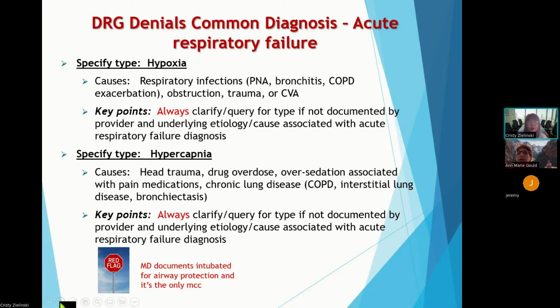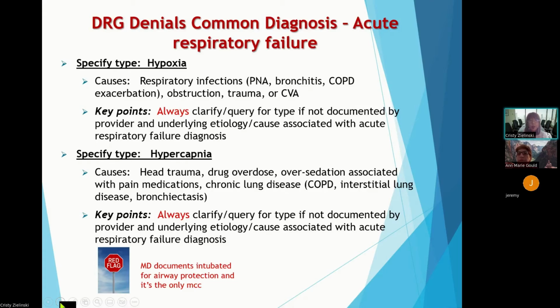And also with respiratory failure, you want to make sure, not just because the patient has hypoxia means the patient's in respiratory failure, right? We also have to see what their symptoms are. Is there an elevation of heart and respiratory rate? Is there any accessory muscle use?